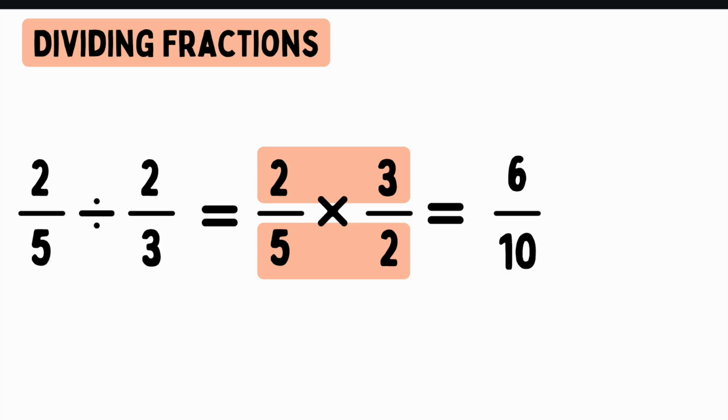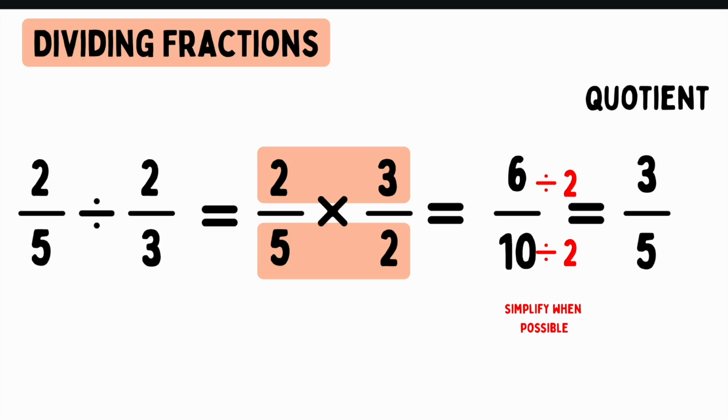I notice that we can simplify by dividing by 2. 6 divided by 2 is 3, and 10 divided by 2 is 5. The quotient is 3/5. Now let's try turning the fractions into decimals.